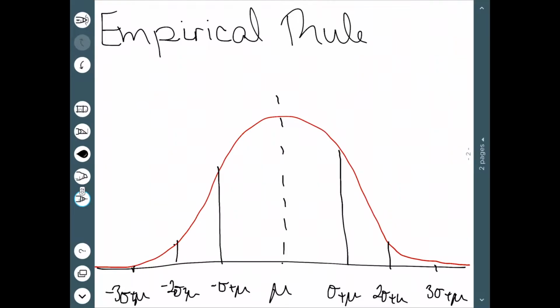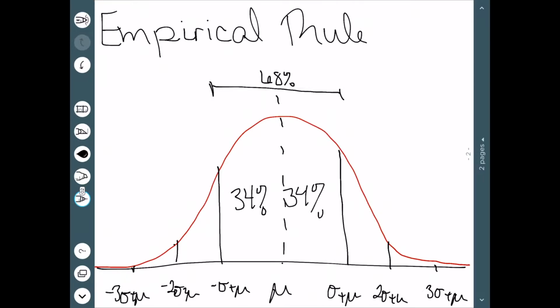And what the empirical rule says is that between one standard deviation on either side is going to contain 68% of our data. Since this is symmetrical, it tells me that each one of these portions contains 34% of the data.